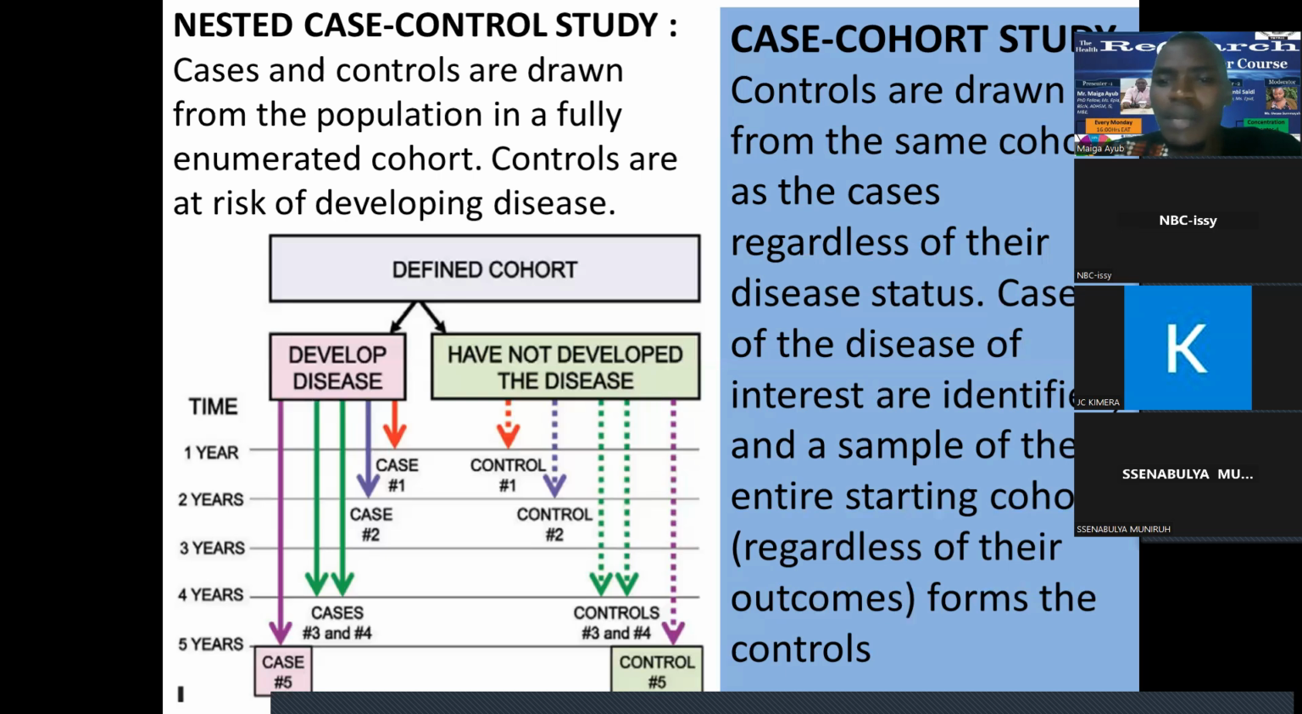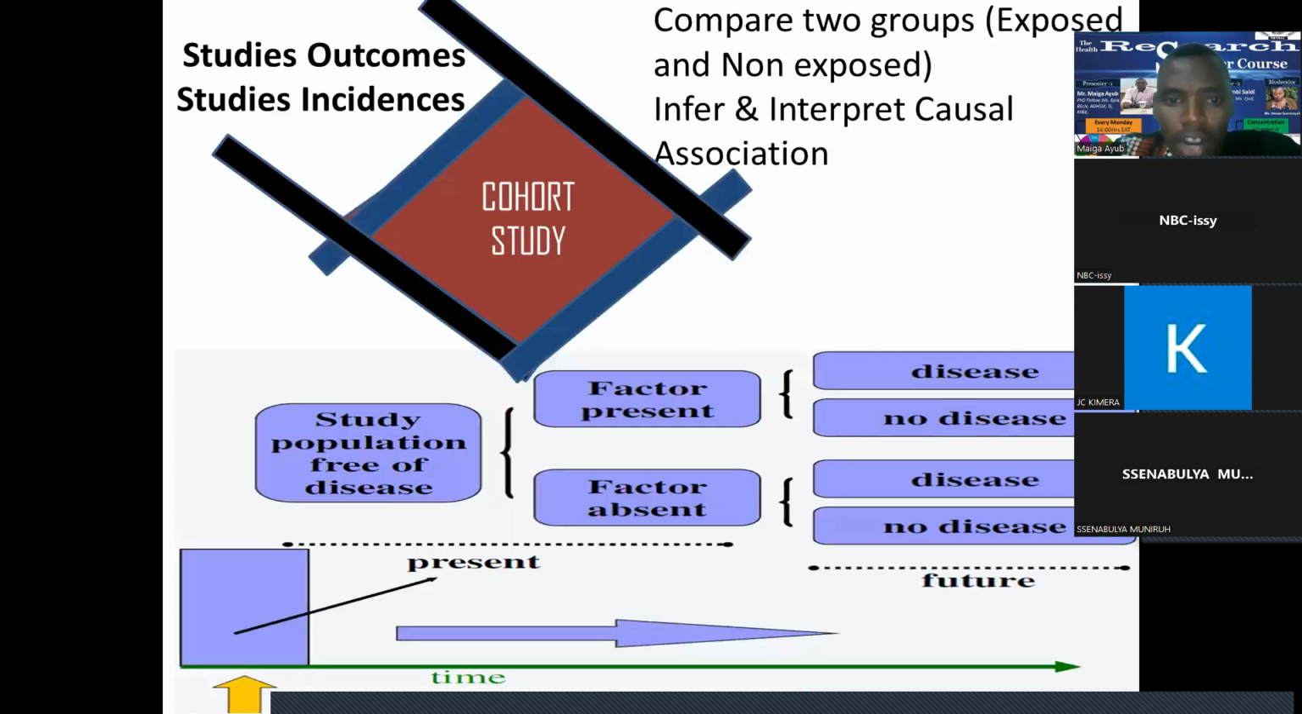The controls are drawn from the same cohort as the cases, regardless of their disease status. So still in that same manner, whereby you have a cohort, you can just pick the cases from a group, whether they have TB or don't have TB, and you study them, okay? You study them because we study the disease of interest in that group. So that is what we call the case cohort. Controls are drawn from the same cohort as the cases, regardless of their disease status. I hope we are clear on that.